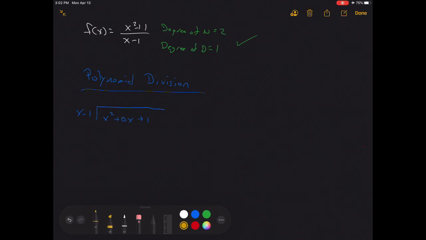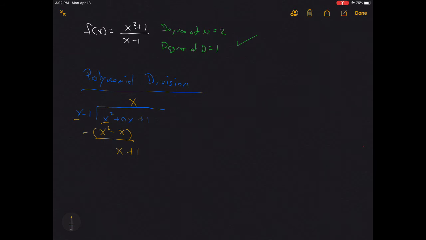So what do I multiply by the x on the outside here to get the x squared here? Well, that's of course x, so that goes there. Then we distribute x squared minus x. That's the x times the x and the x times the minus 1 on the outside. And then we're going to subtract. If we subtract these, x squared minus x squared is 0. 0x minus the minus x actually gives us a plus x, because minus minus is plus. Bring down the next number, x plus 1.